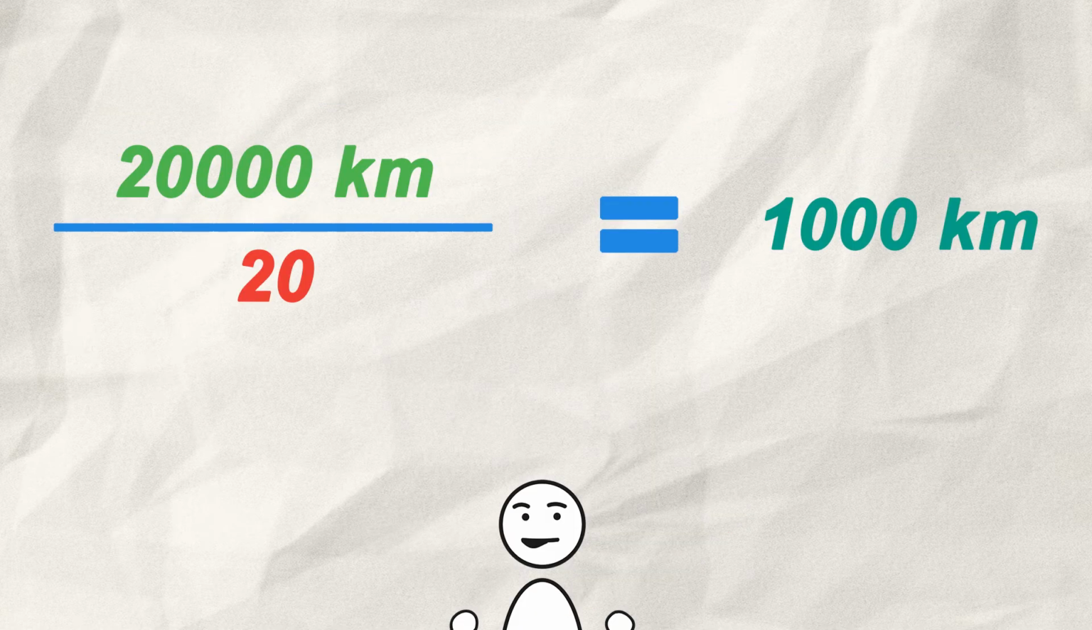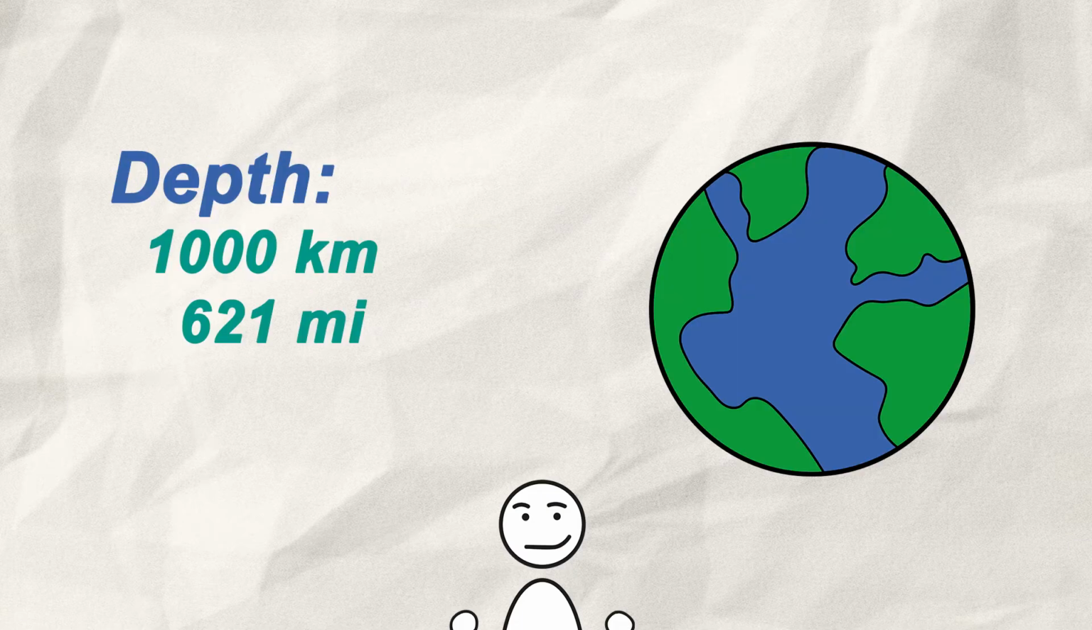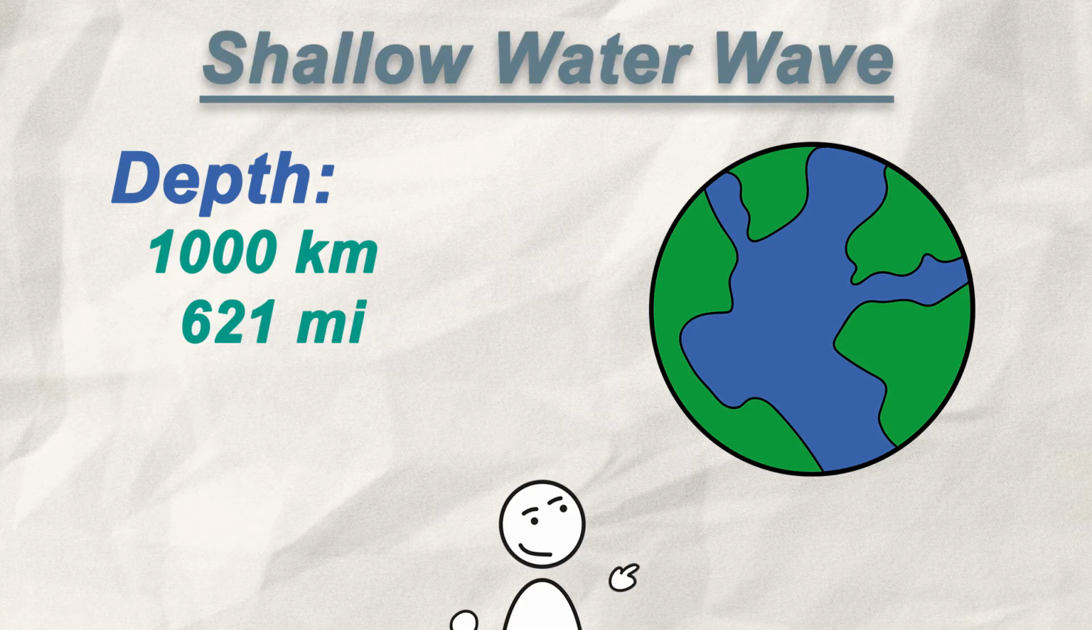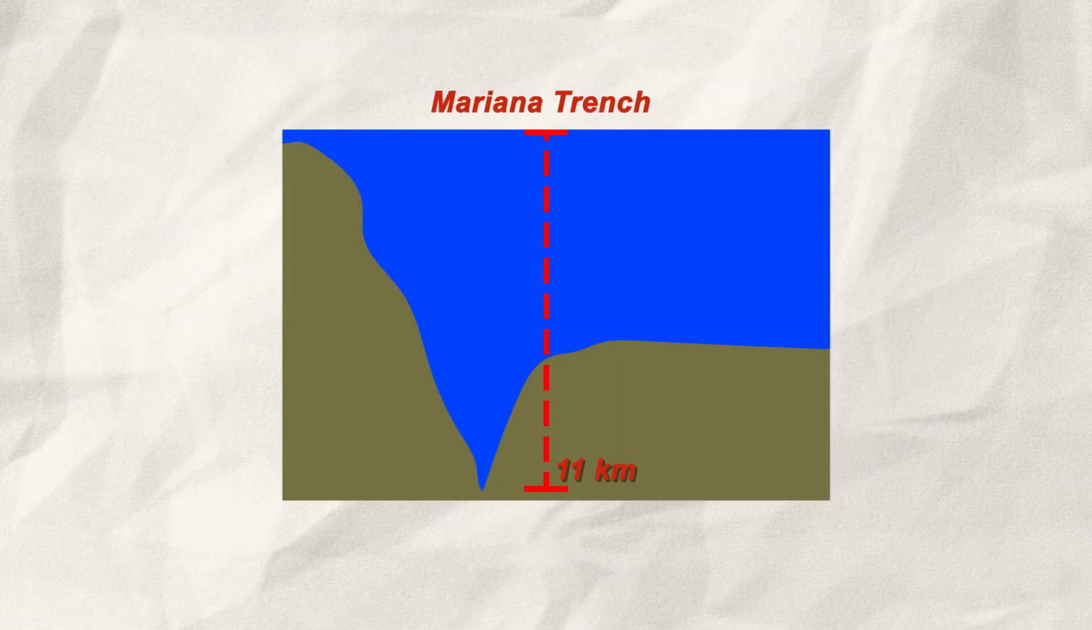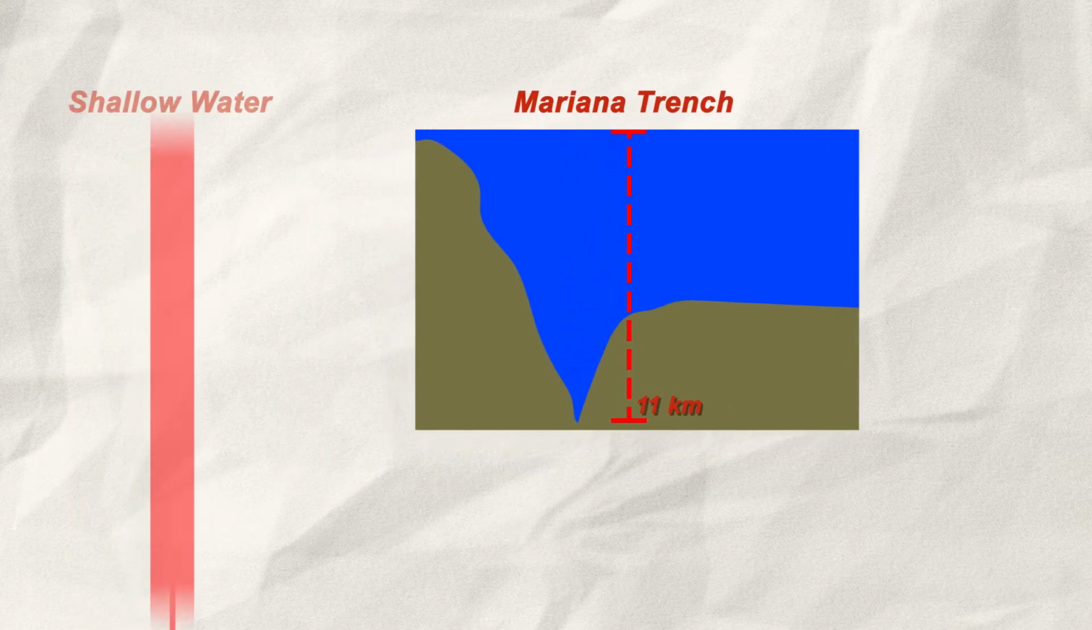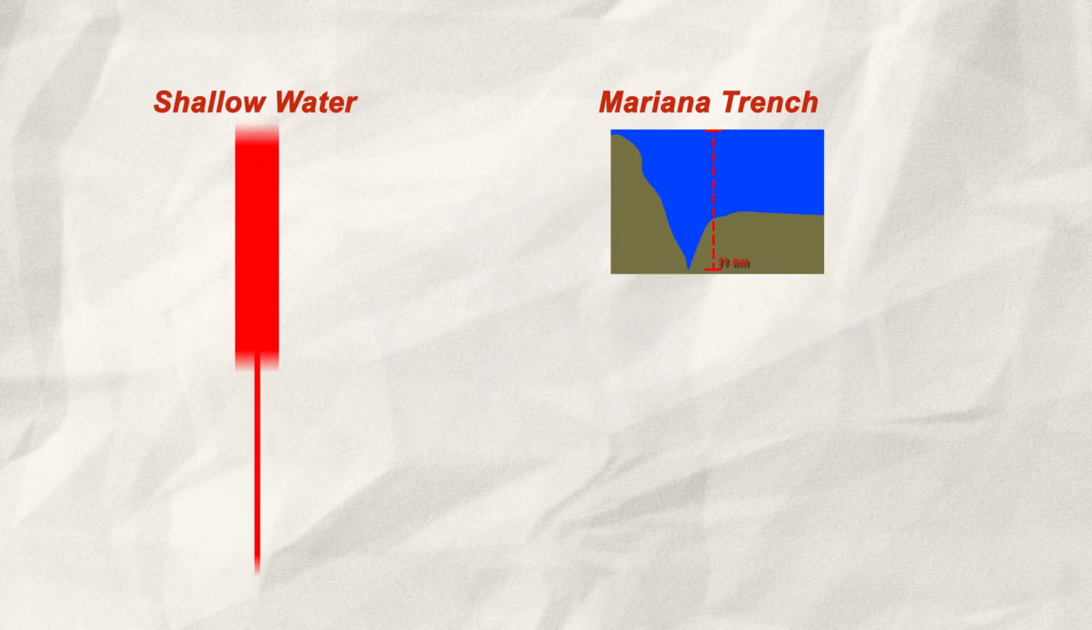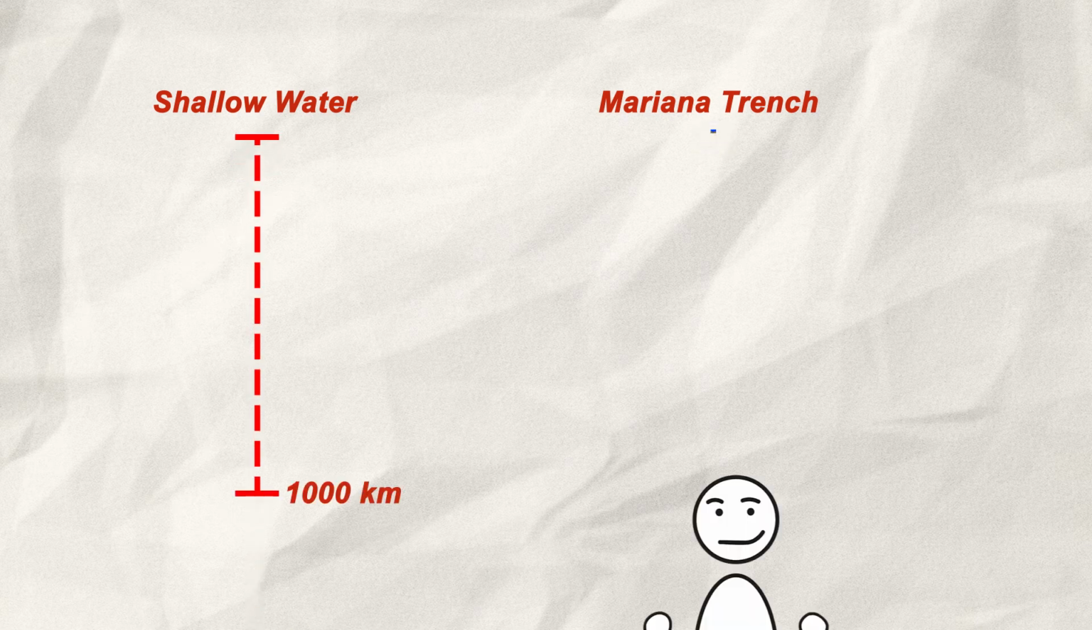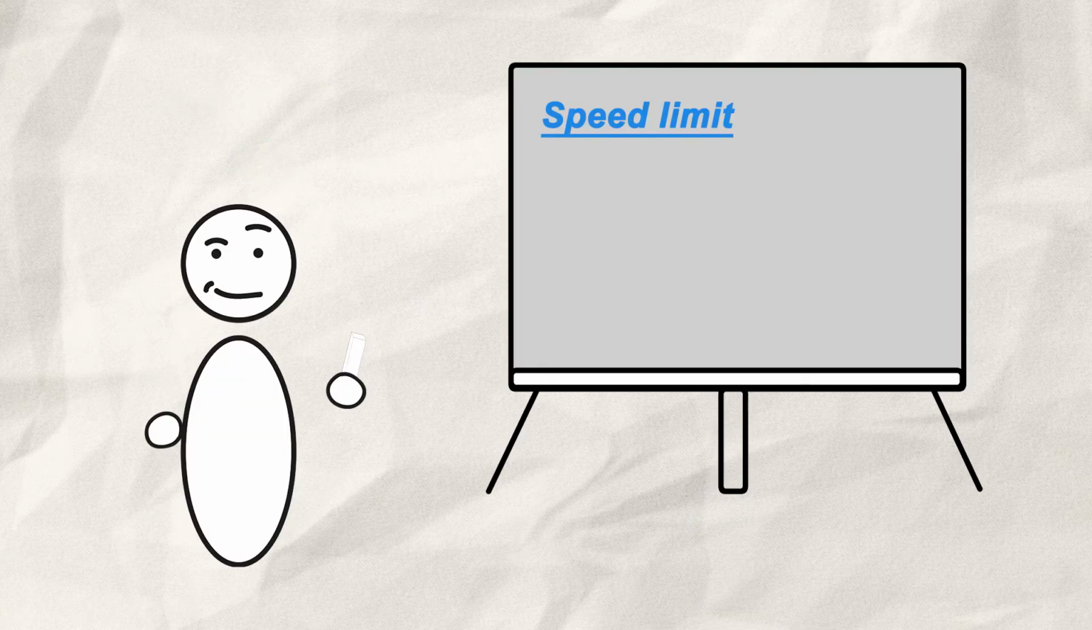Now to our equation. 20,000 kilometers divided by 20 is still 1,000 kilometers, which means that oceans 1,000 kilometers or 621 miles deep are still considered shallow water. But the deepest place in our oceans is the Mariana Trench, and only 11 kilometers deep. Just about 1% of the allowed depth, so we can safely stick to calling the oceans shallow water. Next, we will calculate the speed limit.